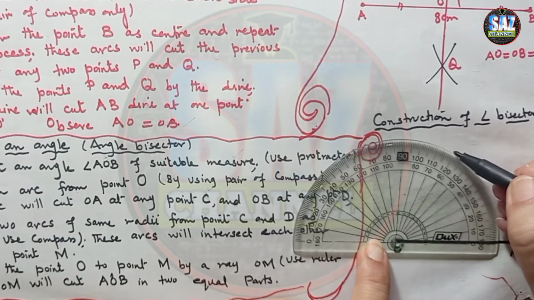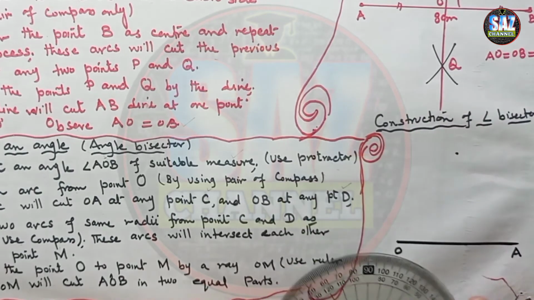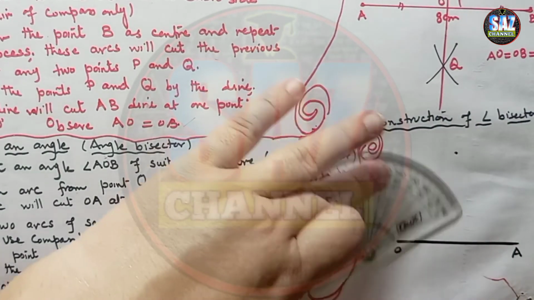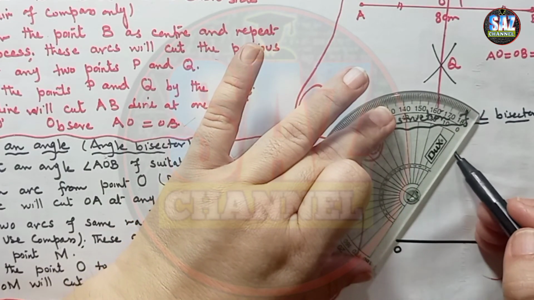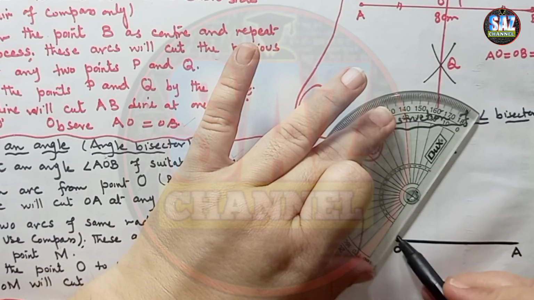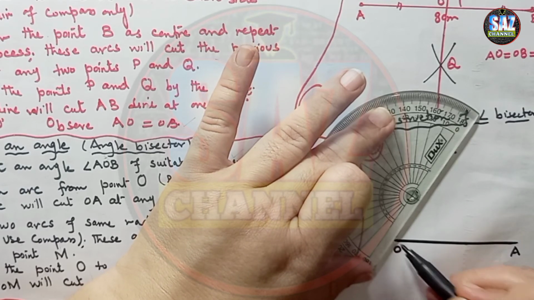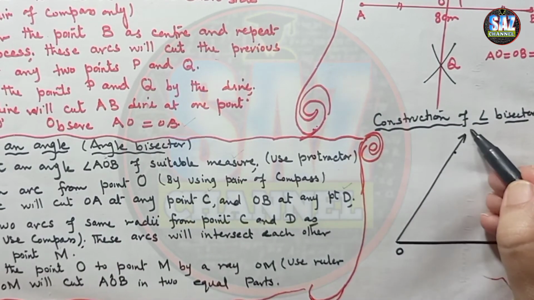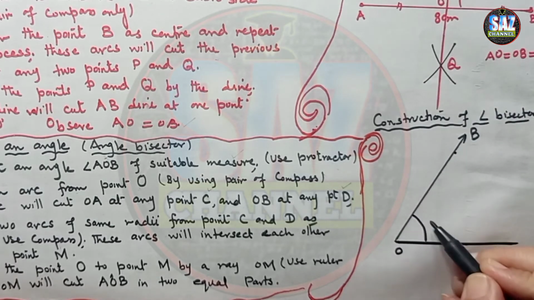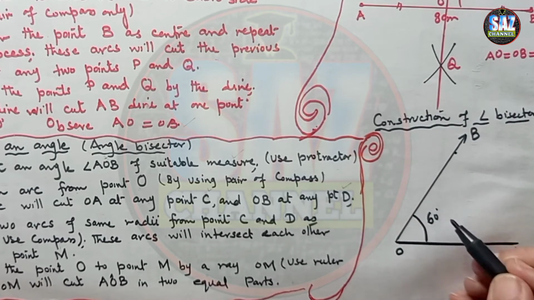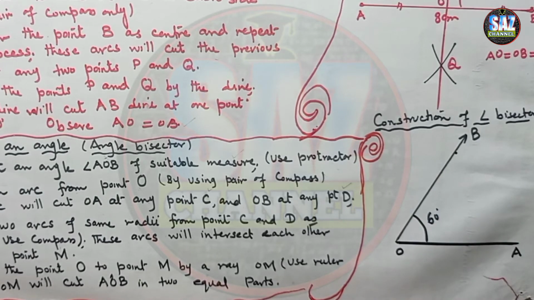Okay, let me mark a point here, and now I have to draw the arm here, 60 degrees angle. Okay, and this is angle O, and this is B, and this is 60-degree angle. Now what I have to do is construct the angle bisector of this angle.